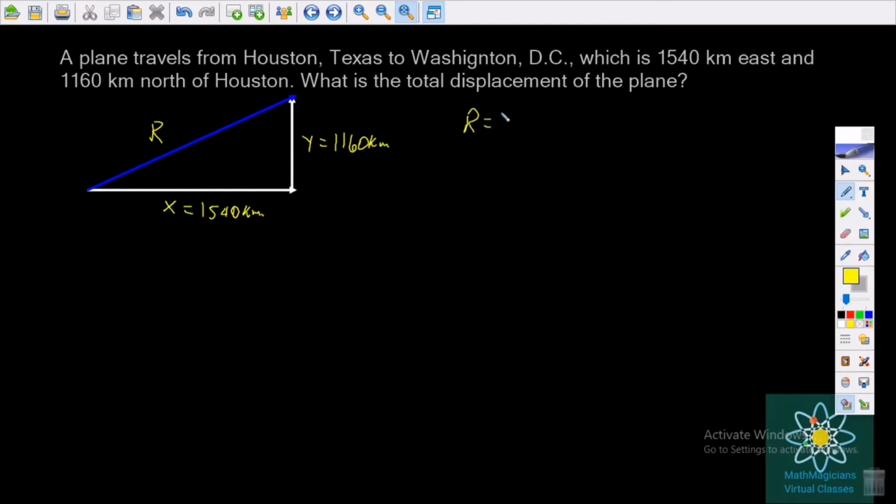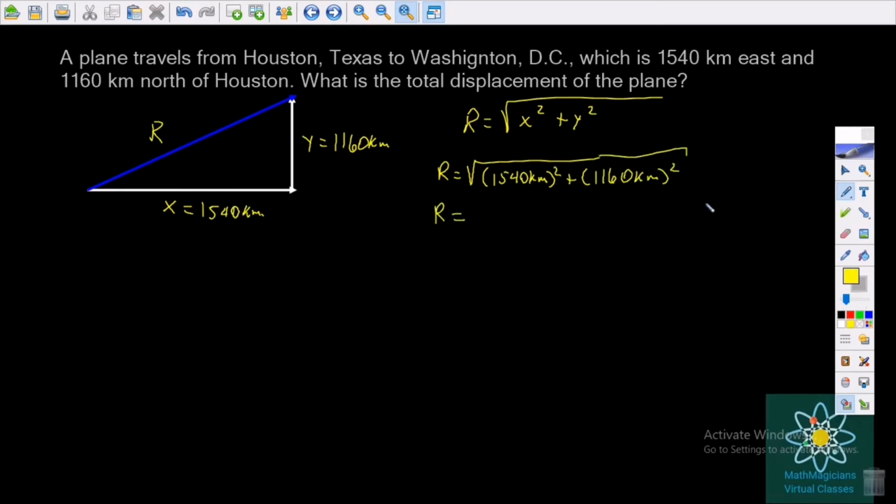The resultant is equal to, in this case, the square root of x squared plus y squared. The resultant is like your hypotenuse. Once we have this, we can substitute. The resultant is equal to the square root of 1,540 kilometers squared plus 1,160 kilometers squared. We plug it in our calculators, and the answer is 1,928.00. We are going to round it to 3 significant figures: 1,930 kilometers. This would be my resultant.